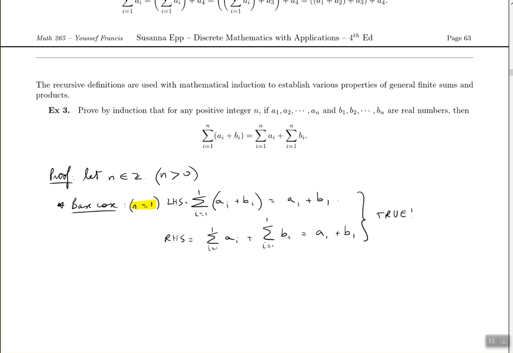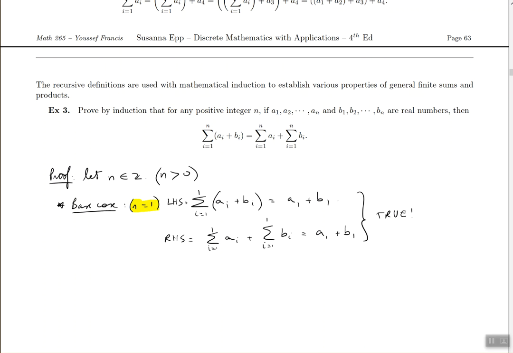Okay folks, so in this example we will be proving that the property of series holds, that we can add the terms and then sum, or we can sum then add the terms. So in the very first base case we will be letting n be greater than or equal to 1, because they told us up here let n be a positive integer.